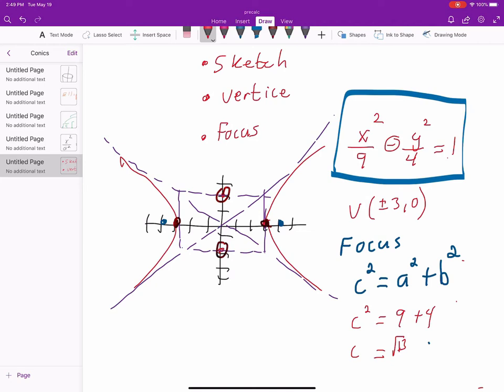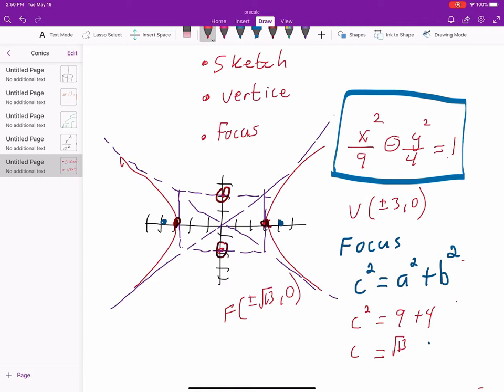So that means that my focus points, I think I'm just going to drop them over here, are going to be plus or minus the square root of 13, comma 0. Get rid of that for us. There we go. Plus, minus.